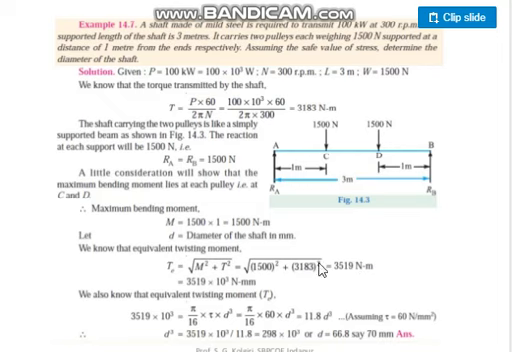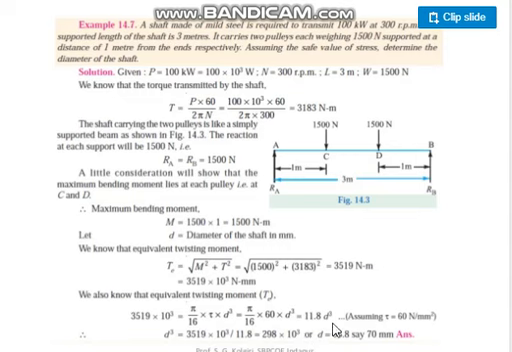Okay, so here he has converted 3519 into 10 to the power 3 Newton millimeter. We also know that the equivalent twisting moment TE formula is pi by 16 tau d cube. T is equal to pi by 16 tau d cube. So TE is substituted here, and from this he has found out everything.